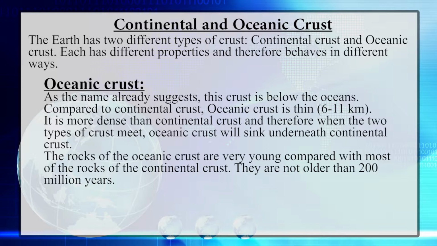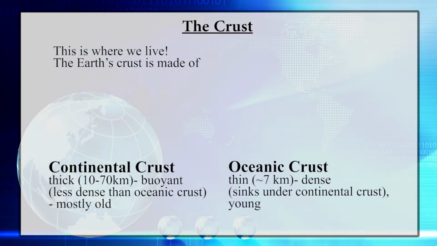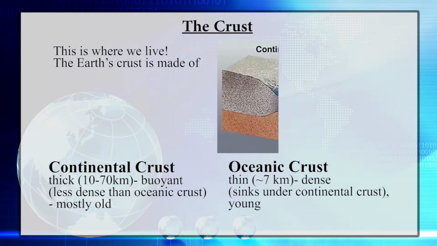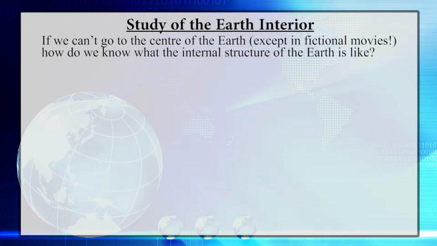The rocks of the oceanic crust are very young compared with most of the rocks of the continental crust, they are not older than 200 million years. And now, from that point of view, we conclude that the crust where we live is made up of continental crust and oceanic crust.